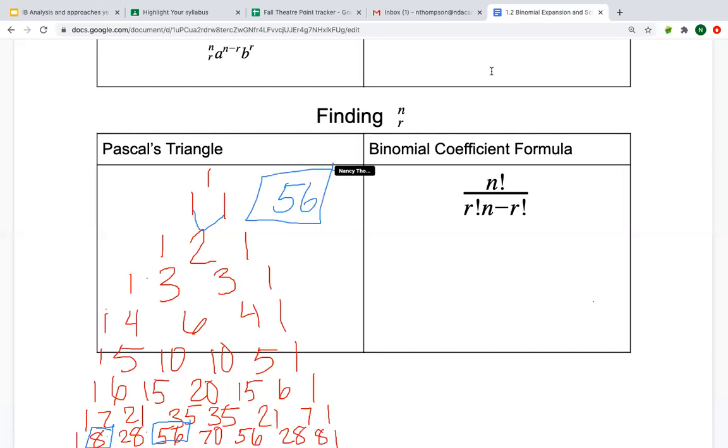Now, obviously, that took me a while to write out all of Pascal's triangle, and I don't have time to memorize very far into the triangle. And yes, I can write this all out and figure it out during the test, but in terms of time saving, that's not really very helpful. So instead, we use the factorial formula for binomial coefficients. So I will do that over here.